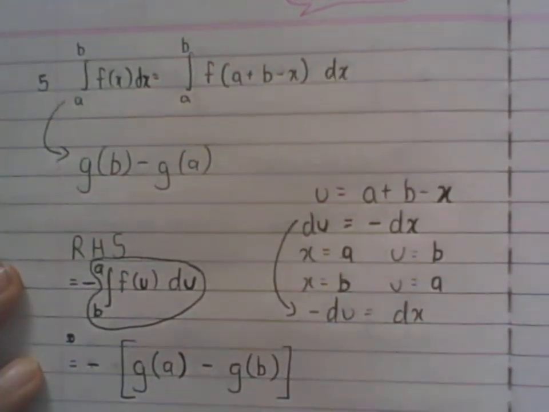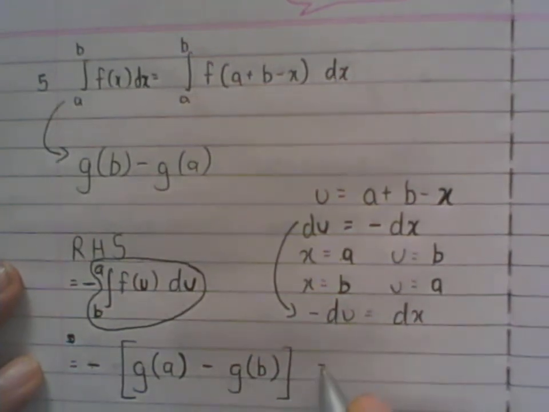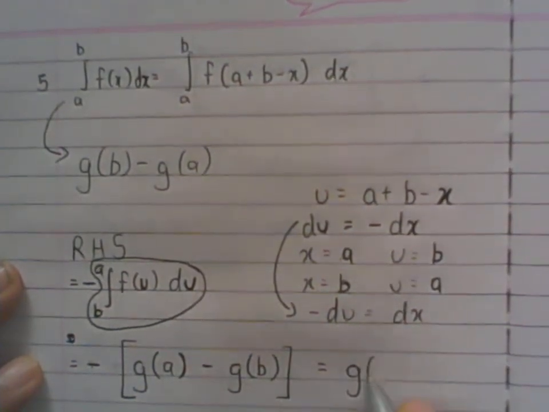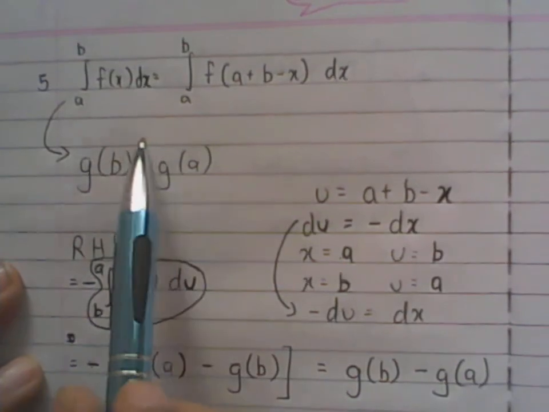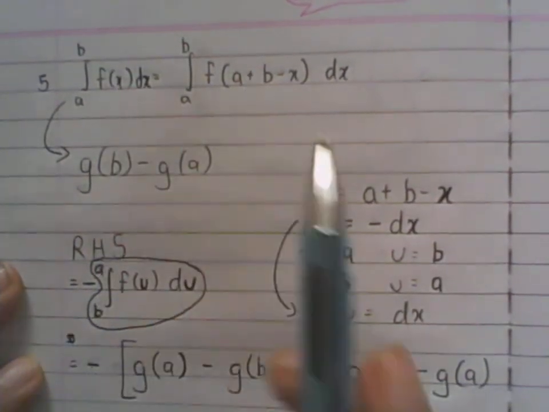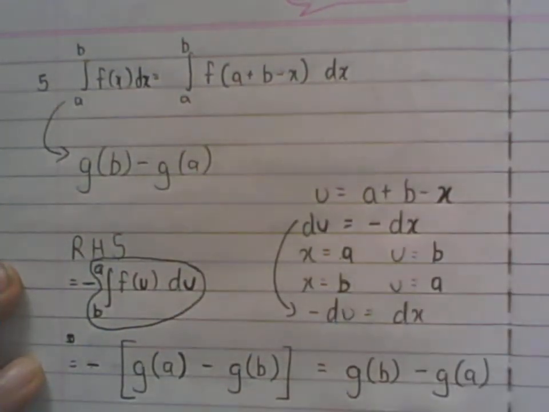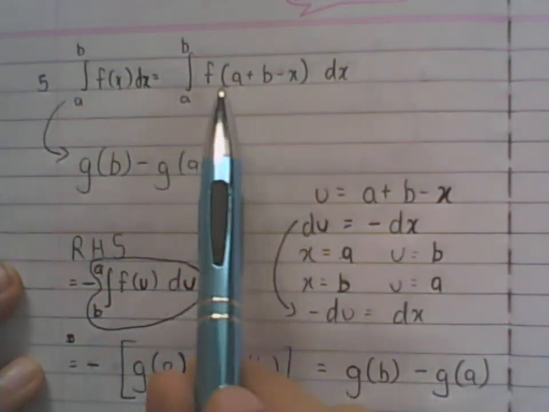It is very evident that if you simplify this, it becomes a negative of negative g of b, so it becomes g of b minus g of a, which is what we simplified the left hand side to be. So we can say that this side is equal to this side, and hence we have proved this property. A very interesting property to look at.